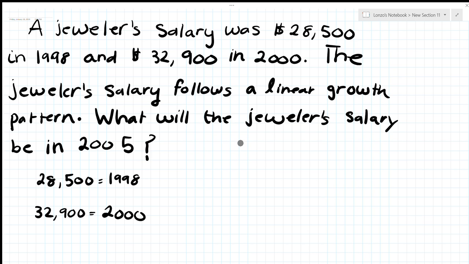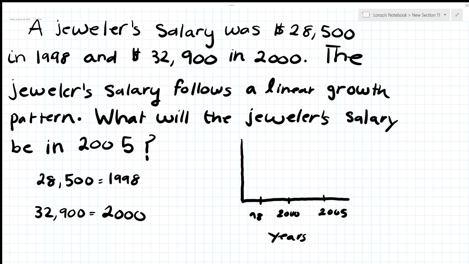Before I go any further, let's just do a little rough draft. Let's graph it. We know it's a linear function. It's probably going to go like a straight line, because it grows. Over here this is going to be the year 98, this is going to be the year 2000, and this is going to be the year 2005. So this is going to be years, the x-axis. And then our y-axis is salary in thousands.